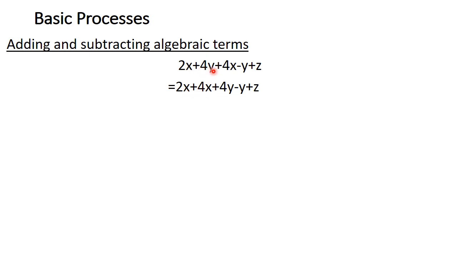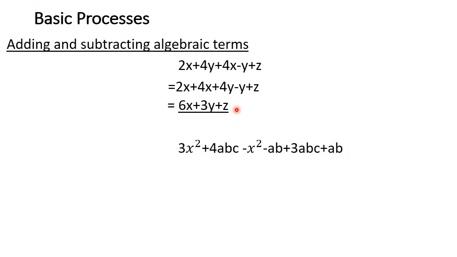Then we go to positive 4y, which I've just written here. Then we look for its like terms. Scanning through the expression, we have got minus y here. So we write it here: positive 4y minus y. Then we remain with z, which doesn't have a friend or a family, doesn't have a like term. Once we do this, we can start adding the like terms. 2x plus 4x is going to be 6x. 4y minus y is going to be 3y, and we can just bring z here. Here we cannot do anything because these are not like terms, and this is how this question is handled.